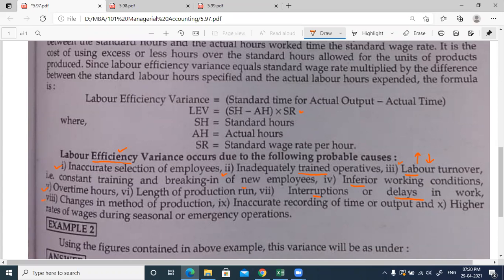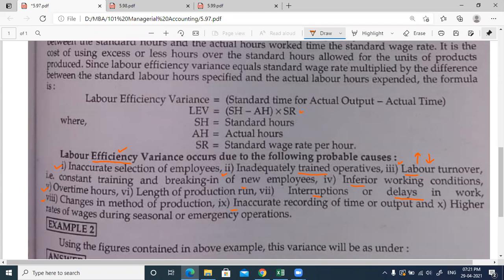Next is changes in method of production. If you are changing the method of production in between or suddenly, then that is going to affect the labor efficiency. If a worker is already used to a particular method, then he is definitely going to do it very smoothly and efficiently. But if you change the method of production, then there is a chance that efficiency will go down. The ninth point is inaccurate recording of time or output.